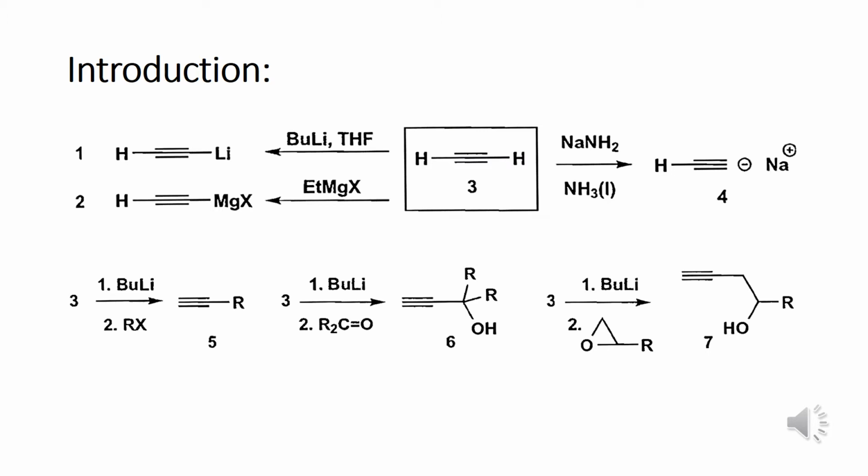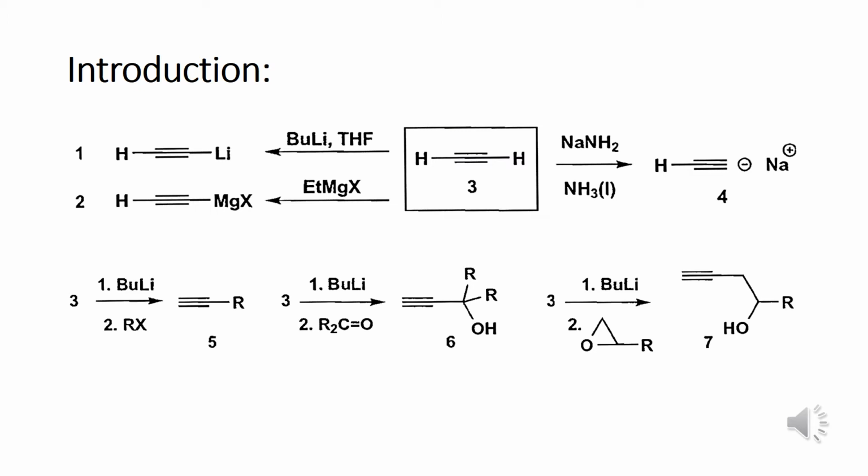Acetylene forms genuine anions, which you can see in structure 4, with sodium in liquid ammonia; a lithium derivative, that is structure 1, with butyl lithium; or a Grignard reagent, that you can see in structure 2, by reaction with a simple alkyl Grignard such as EtMgX. That is how acetylene is going to be a more important starting material for different organic syntheses.